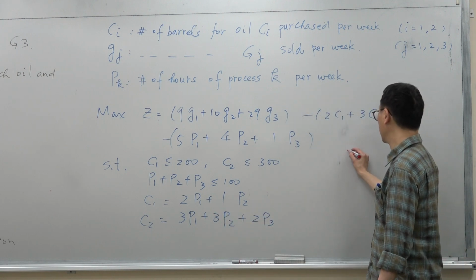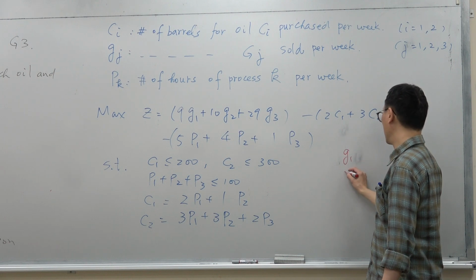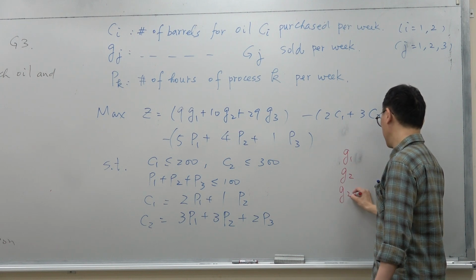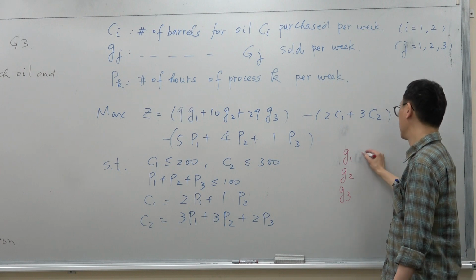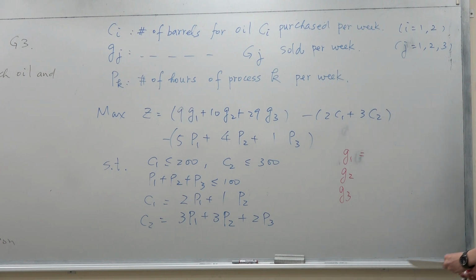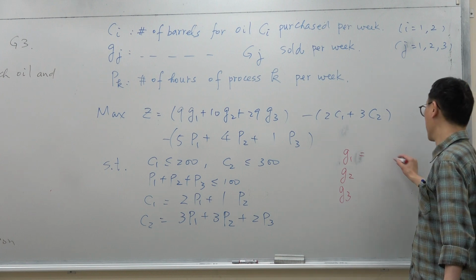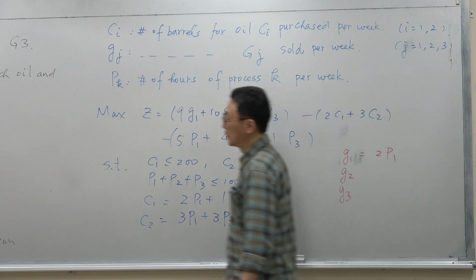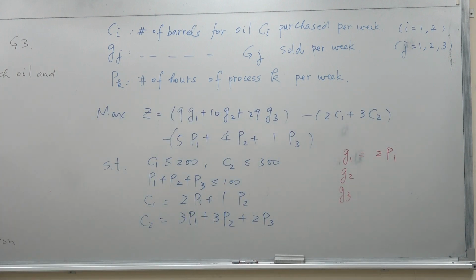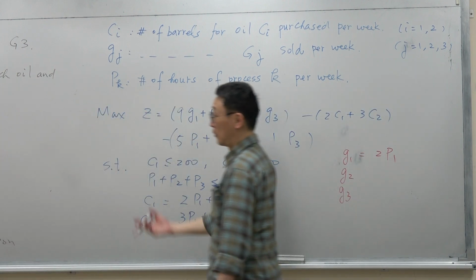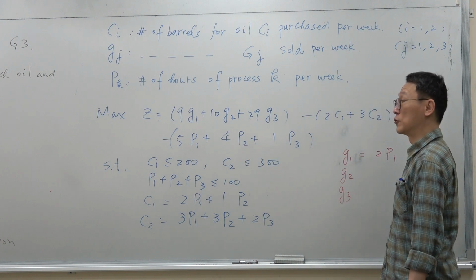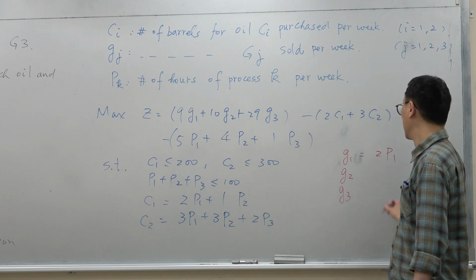And how about G1, G2, and G3? So G1. How many gasoline do we produce? 2P1. Here is only for process 1. We can only produce G1 in process 1. So how about G2?